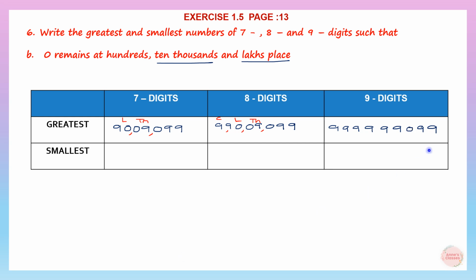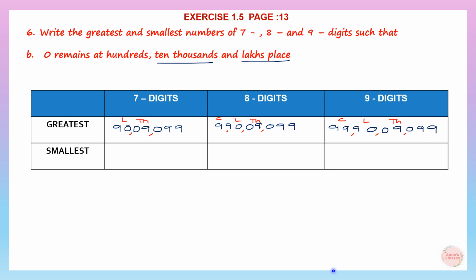In the 10,000s place, ones, tens, hundreds, thousand, 10,000. So remove this 9 and put a 0. And it says in the lakhs place also, ones, tens, hundreds, thousands, 10,000s, lakhs. So remove this and put a 0. Now let's place the commas in the right places. Ones, tens, hundreds, comma, thousands, 10,000s, lakh, 10 lakh, crore, 10 crore. This is crore, this is lakh, this is thousand. So let's read it. 99 crore, 90 lakh, 9,099.